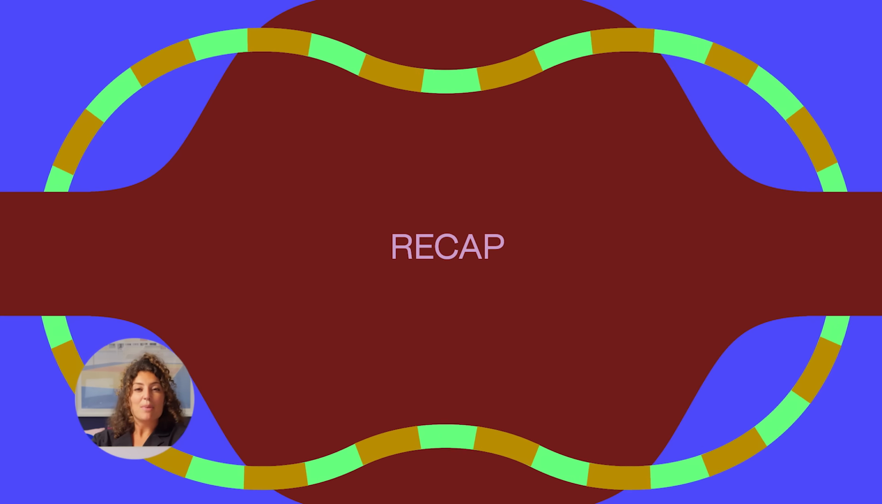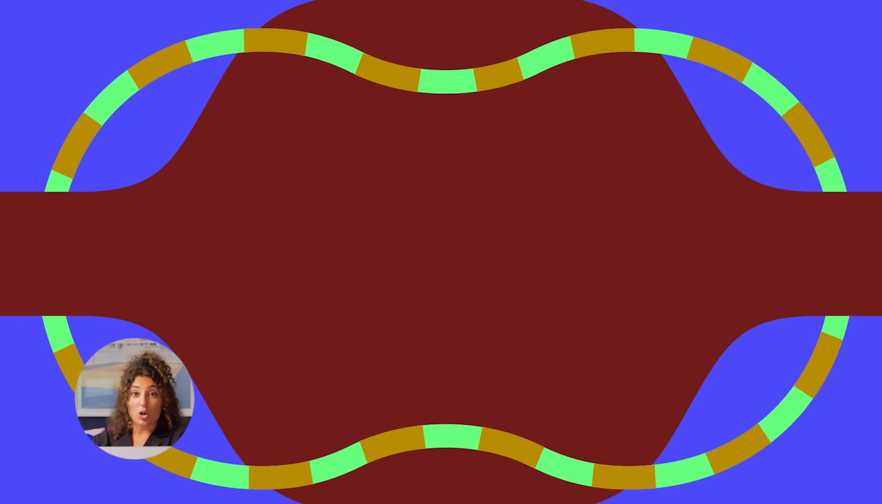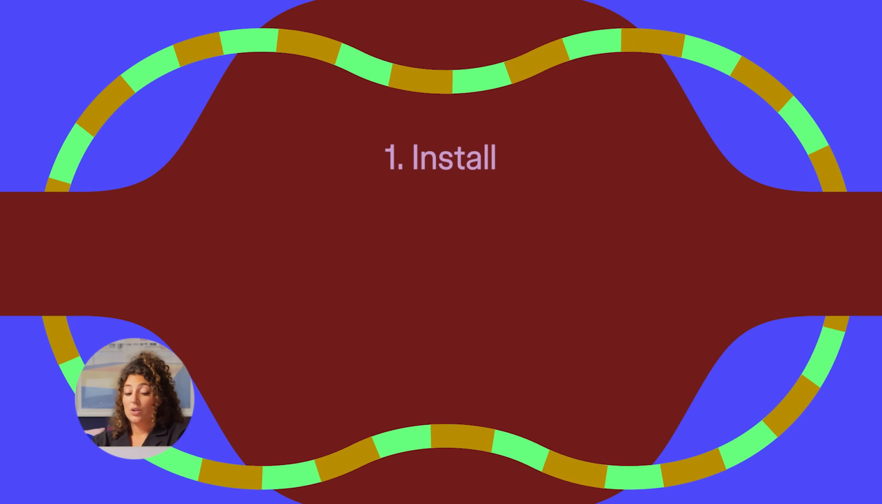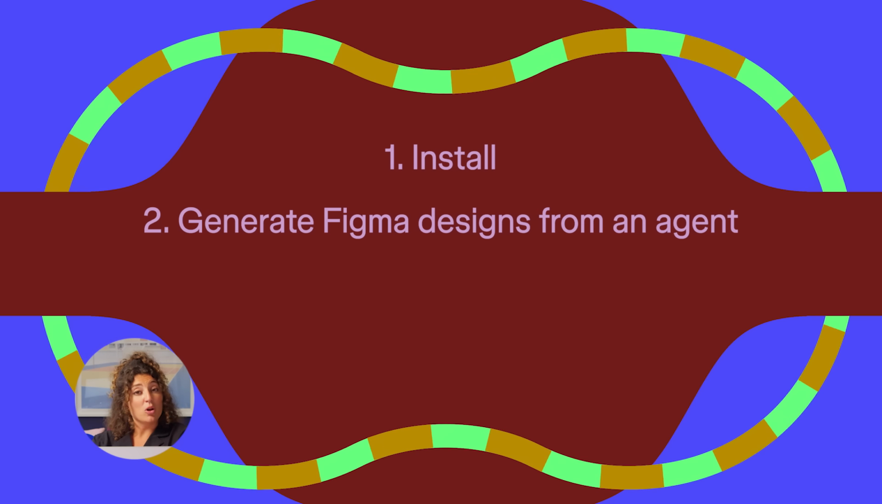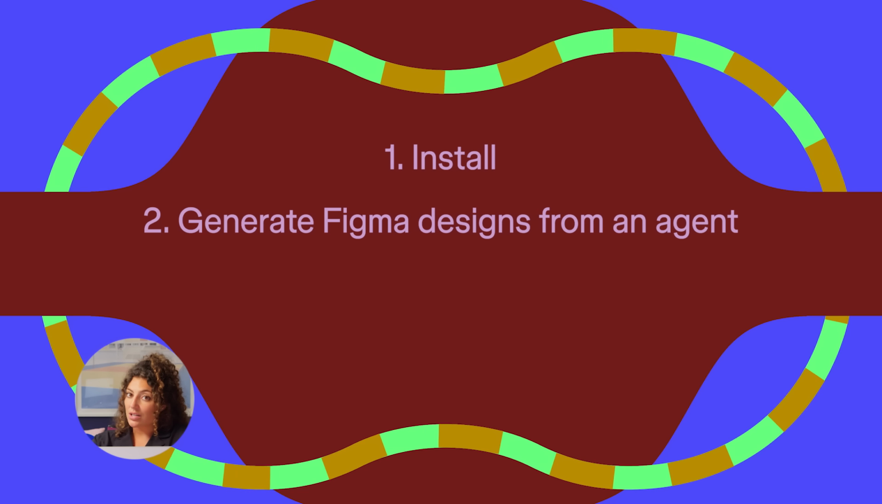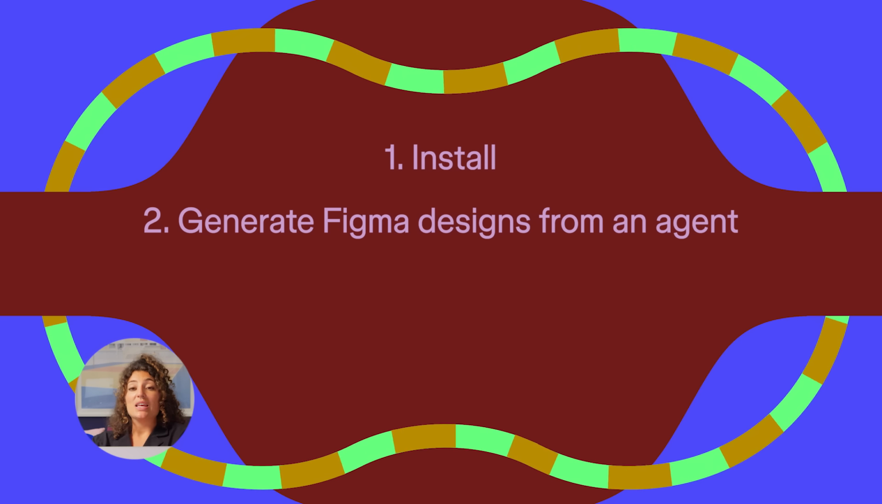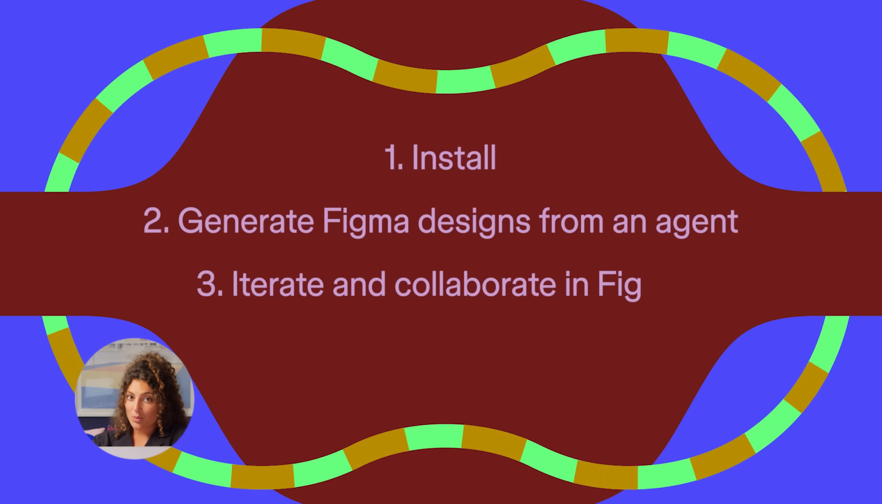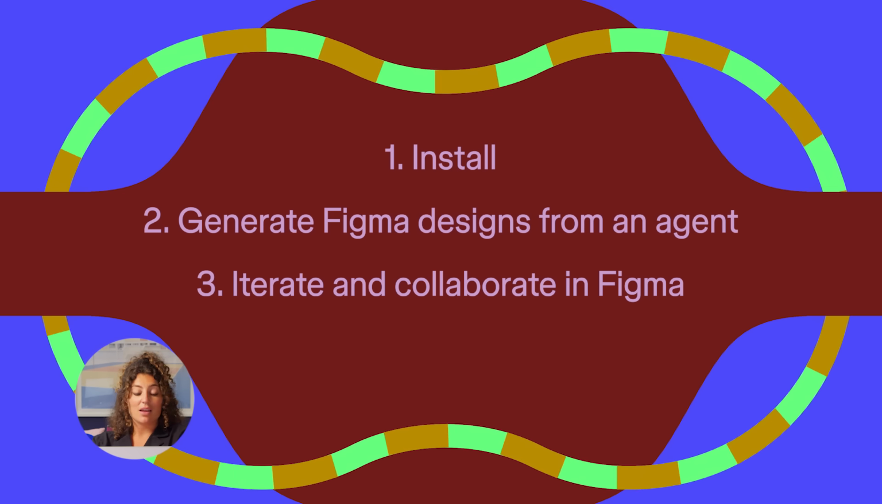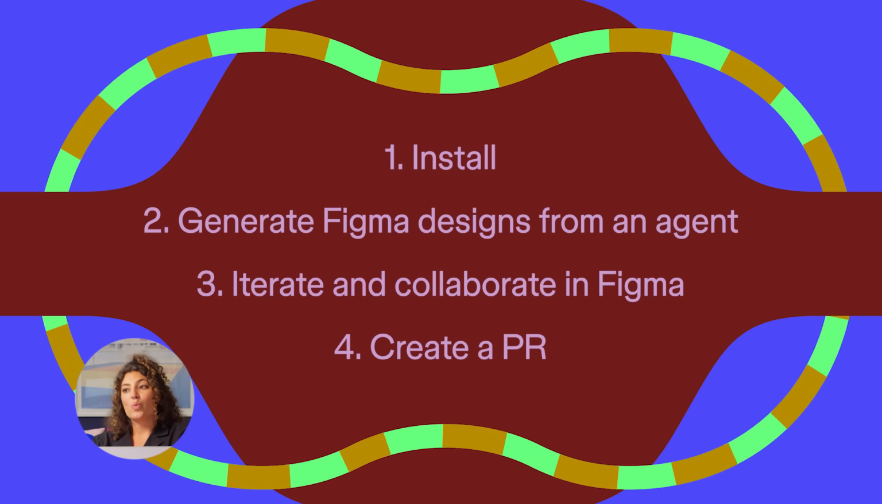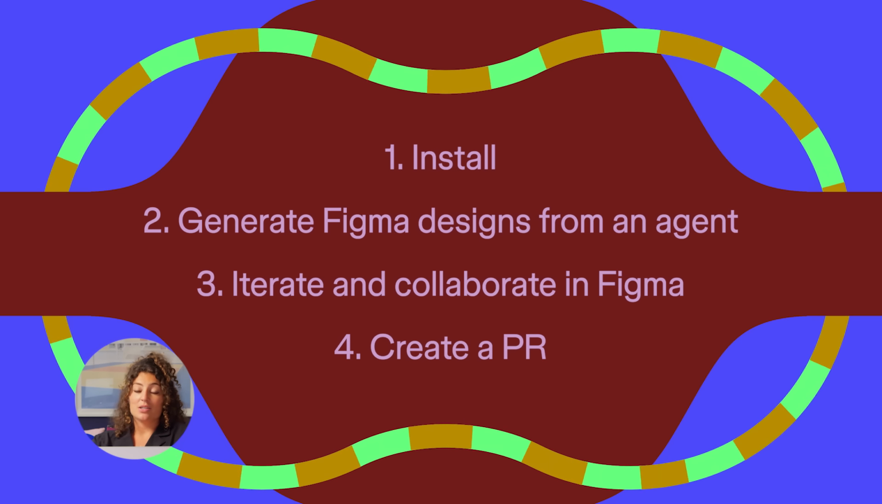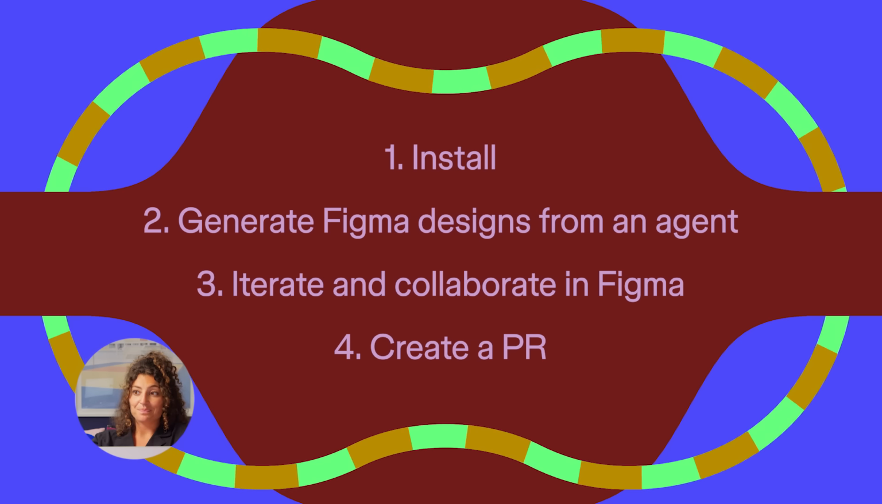So, to recap everything we did, we installed the Figma MCP server, we took code from a real code base and generated designs onto our Figma canvas, we iterated in Figma, collaborating with our teammates and getting feedback, and to close the loop, we opened a PR for our engineers to push these changes back to code. All of this is available right now using our MCP server and skills.